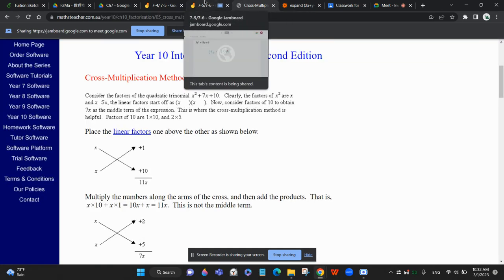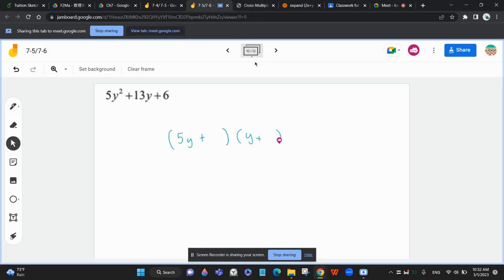And then usually in this cross multiplication method, we will have a cross table like this. So usually these two numbers we will put the factors of 6, or 1 and 6. In this case it is 2 and 3. So let's say we put this 2 over here and then 3 over here.